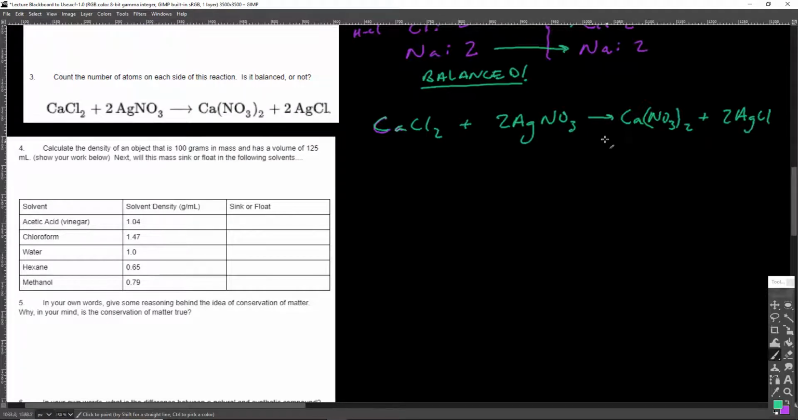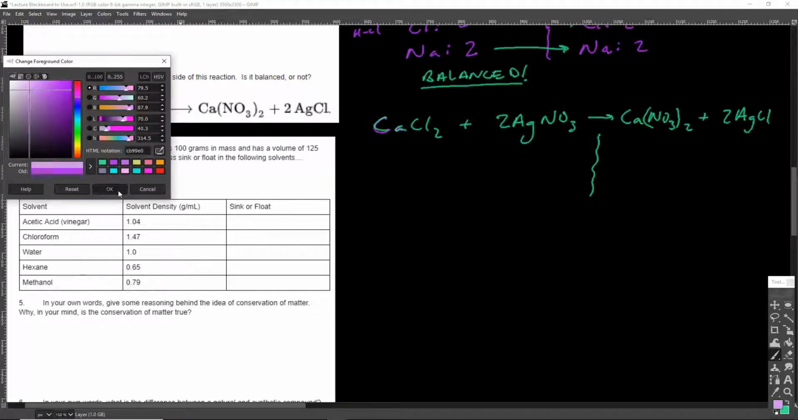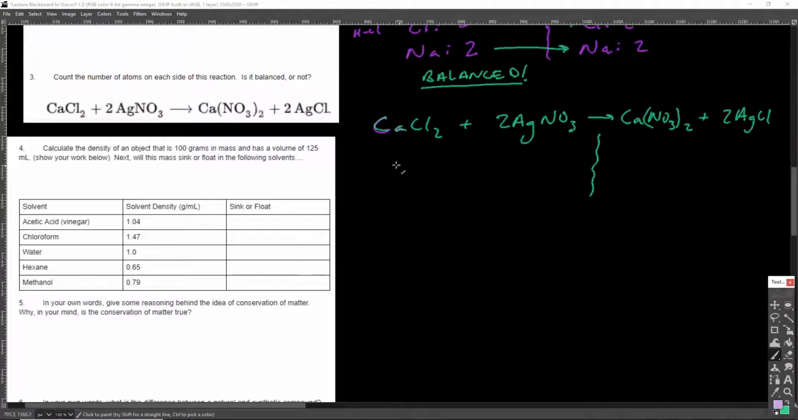Okay. So, let's get a lighter purple in here. All right, so let's look at calcium chloride plus silver nitrate goes to calcium nitrate plus silver chloride. So let's see, we've got some calciums on the left-hand side. We've got some chlorines. I'm just going from left to right. Now I've got some silver atoms, some nitrogen atoms, and some oxygen atoms. Ooh, this is a big one.